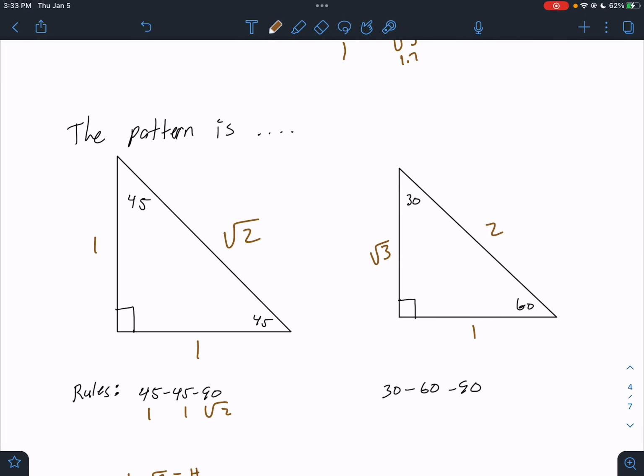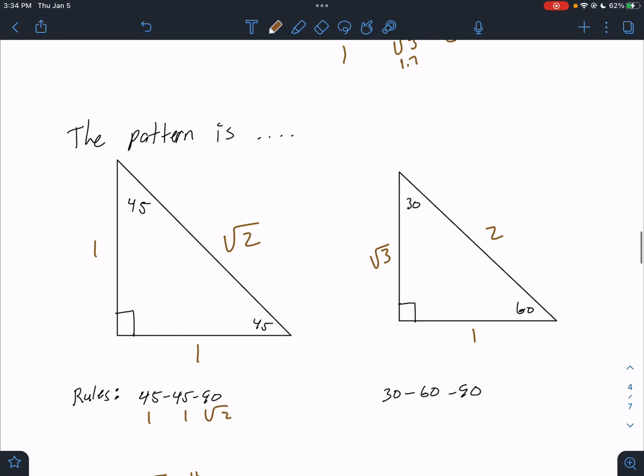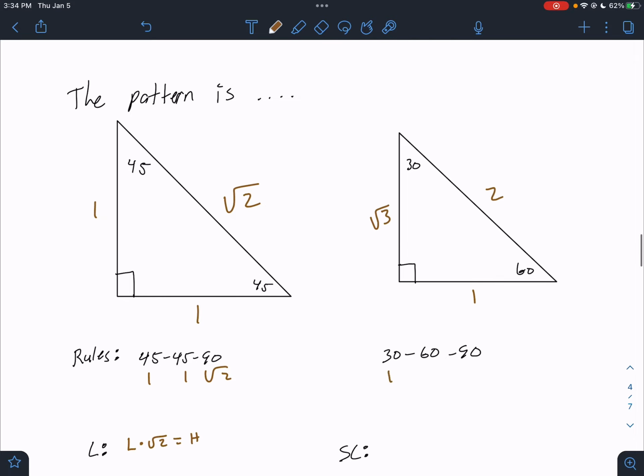So the 45, 45, 90 is not 1, 1, 2. It is 1, 1, root 2. And the square root of 2 is not a whole number. The square root of 2 is about 1.4. The square root of 3 is not a whole number. That's about 1.7. So don't get those mixed up. This pattern is 1, square root of 3, and 2.